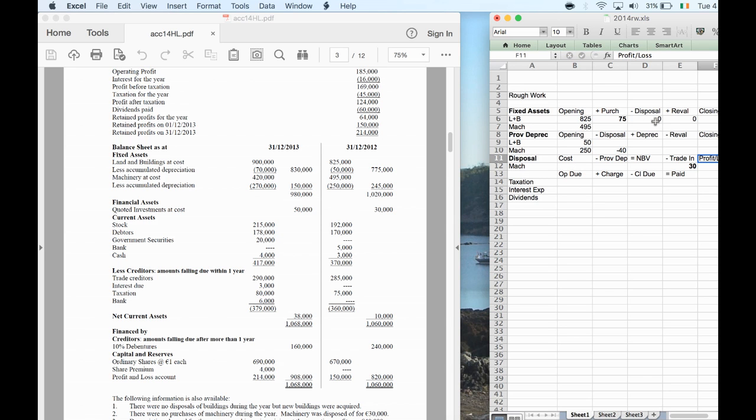Okay. So we can't have a revaluation on machinery. Not possible. We had no purchase of machinery during the year, so we didn't buy anything. So that means 495 take away that means the machine I got rid of originally cost me 75. So that goes in here to my disposal account, so you've got 75 there.